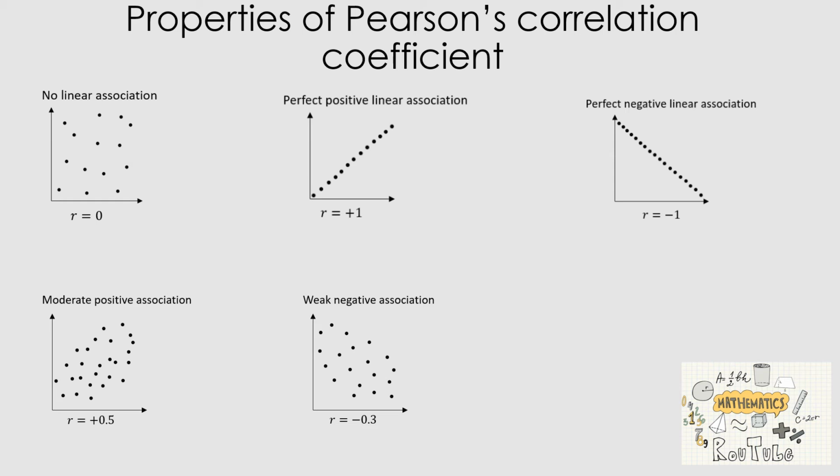Moving along to the bottom left, where we've got a moderate positive association. If your R value is positive 0.5, there's still an upwards trend, still a positive trend because the R value is positive, but you see it's not as strong as the positive 1. And then the final one, weak negative. You'll see the relationship is not as strong and it is negative. So start at the leftmost point and then the points go in that downward trend from left to right.